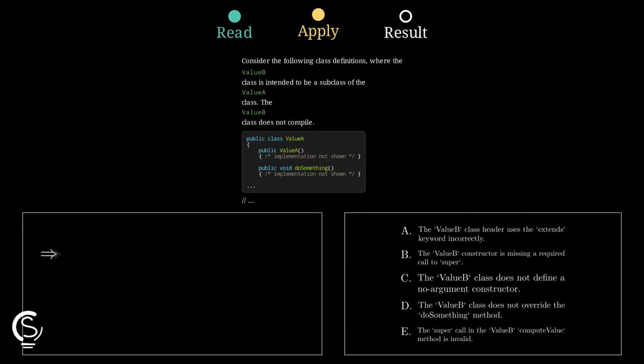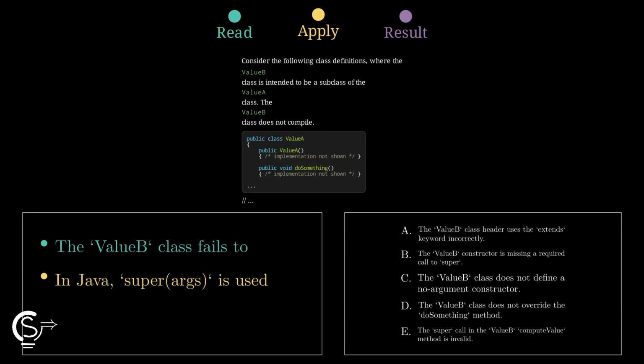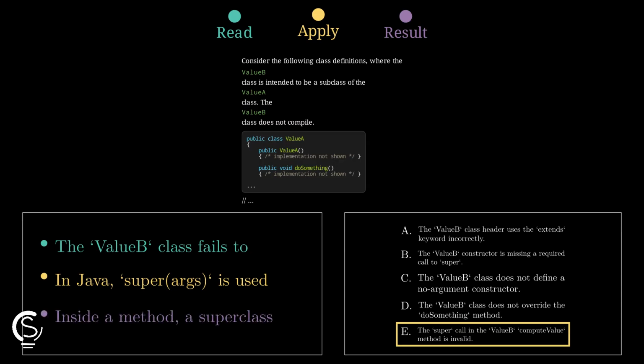In Java, using super with parentheses is reserved strictly for calling a constructor. You can only use that specific syntax on the very first line of a subclass constructor, nowhere else. Inside a regular method, a superclass function must be called using dot notation. Therefore, option E is the only correct choice for this problem.